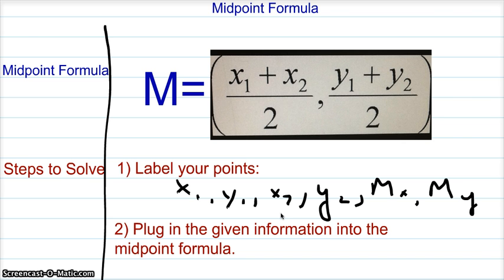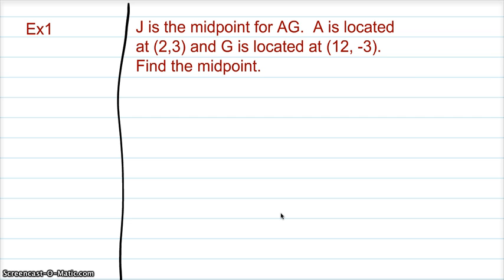So we're going to do a couple examples together. Example 1 says J is the midpoint for AG. A is located at 2, 3, and G is located at 12, negative 3. Find the midpoint.